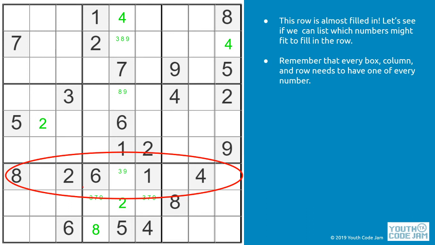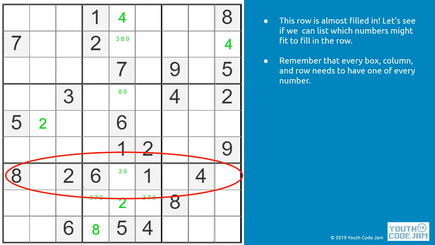This square cannot be a 6 because we already have a 6 in this row. This square cannot be a 6 because we already have a 6 in this row. This square could be a 6. This square cannot be a 6 because we already have a 6 in the same row. So it looks like there's only one option for the 6 in this column. And since there's only one place where the 6 might be, we know that this box has to be a 6. And so we can make that a big number 6 to show that it's the correct number. We know for sure.